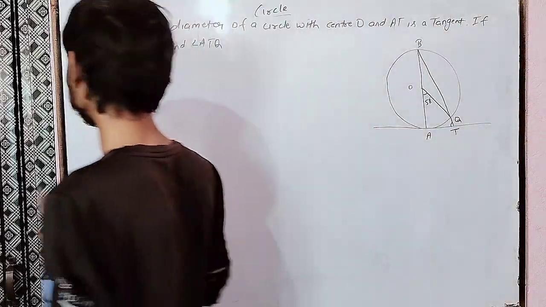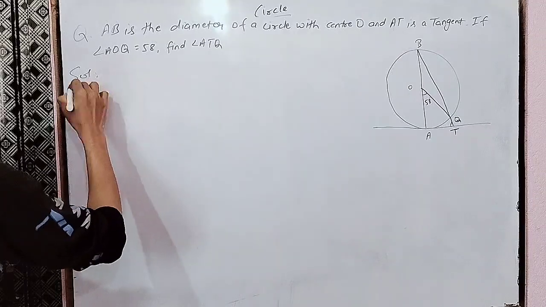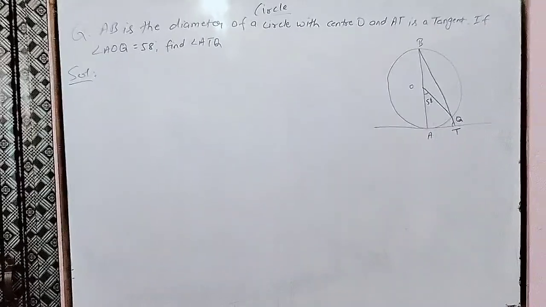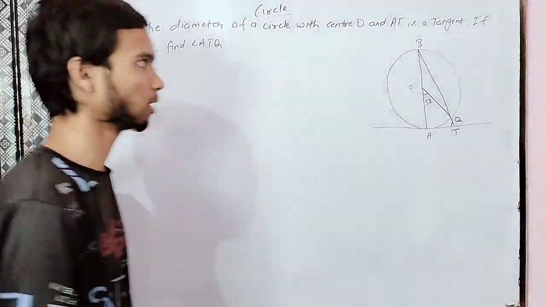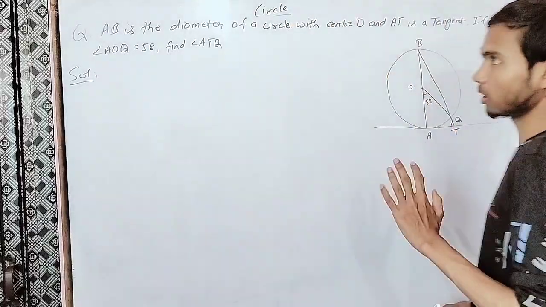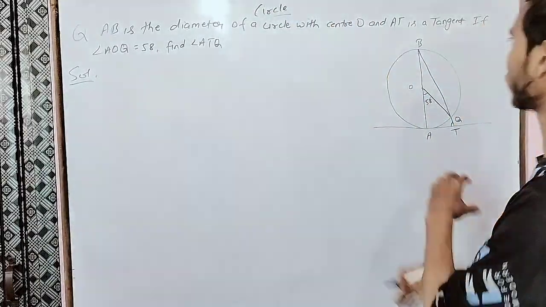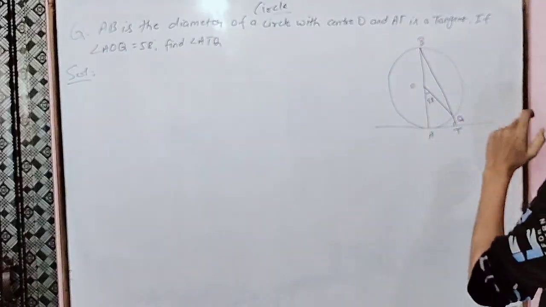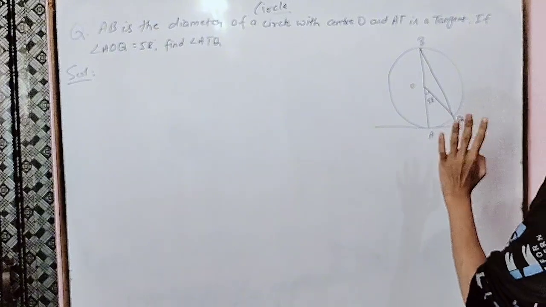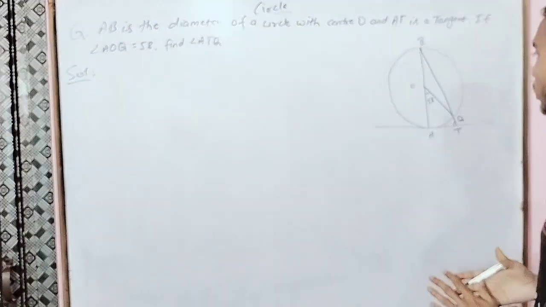Now we have the diagram of this question, and what is it saying? I think we will be able to solve this methodically. AB is a diameter, okay? AB is a diameter in which the measure of AB is not given.